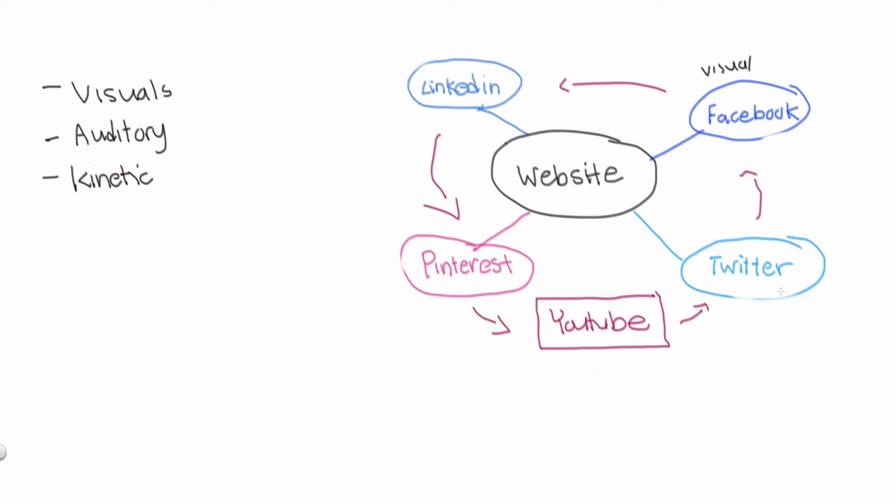And then when you go over to Twitter, Twitter is more for the auditory learner. So Twitter, auditory. And Twitter is for the bite-sized type of learner. So the auditory learner likes simple, concise messages. So with Twitter, you only have 140 characters.